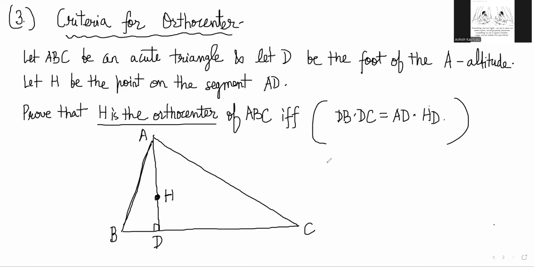Is everyone understanding that the direct side is very easy? Yes, sir. Once you assume orthocenter, direct proof should be doable, one side. Try to think of the other side. If AD into HD is equal to BD into DC, then H is orthocenter.